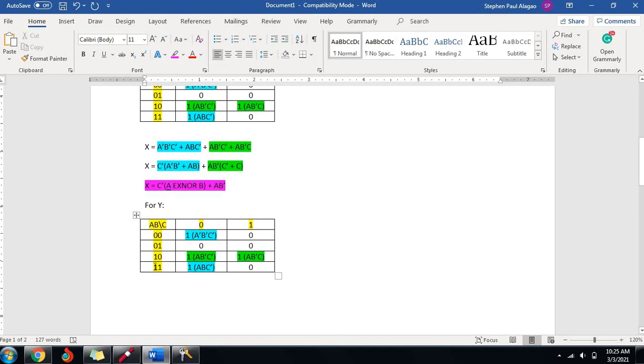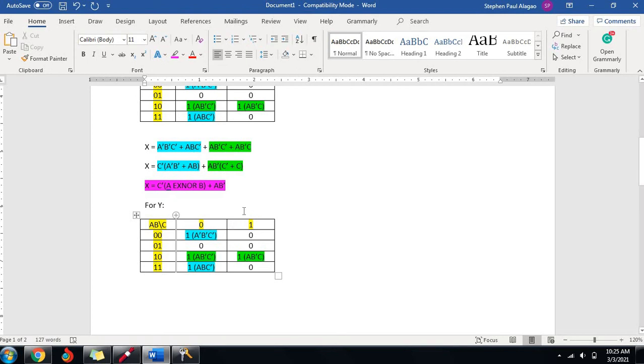So in most cases, it will give you a different equation, but the output would be the same. And there are also cases where even if you interchange these inputs, you still yield the same equation. But that rarely happens. In most cases, it will really give you a different equation if you have a different arrangement for your k-mapping.